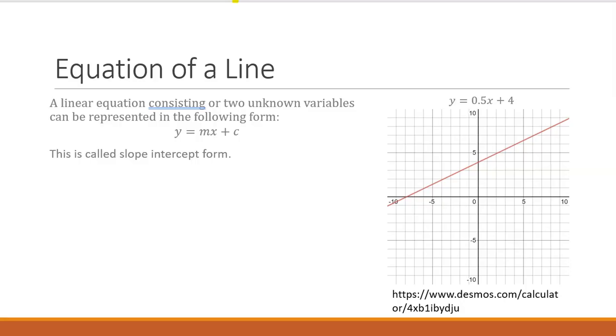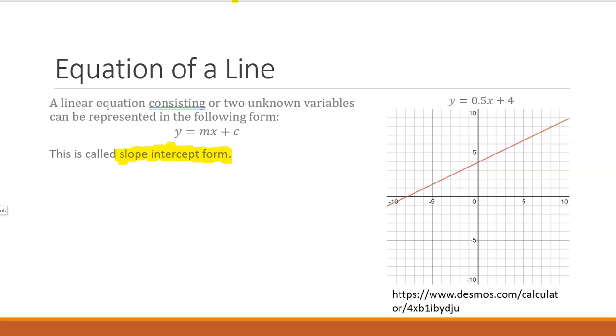A linear equation consisting of two unknown variables can be represented in the following form: y equals mx plus c. This is called slope-intercept form. So pay attention, slope-intercept form. In y equals mx plus c, there are four variables going on there, and they all have an individual purpose.